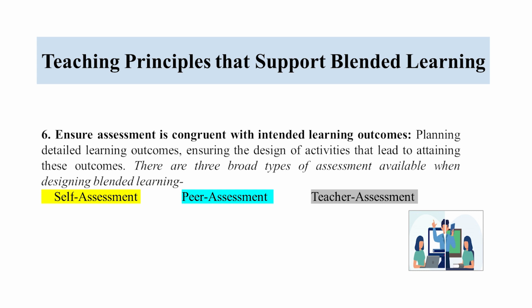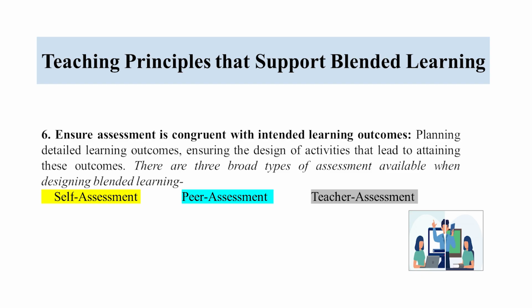Ensure assessment is congruent with intended learning outcomes. The teaching learning milieu which supported blended learning should culminate in the assessment, and this assessment should be aligned with the intended learning outcome of the lesson or session. So planning detailed learning outcomes, ensuring the design of activities that lead to attaining these outcomes, and most importantly ensuring their alignment with learning assessment are the signs of a sound and effective blended learning environment.